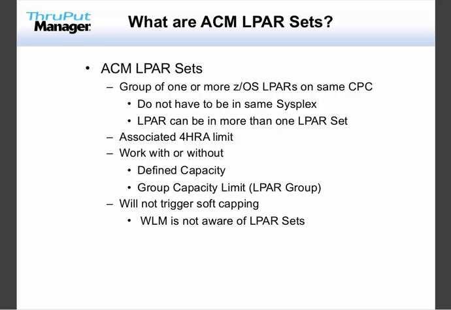The LPARs in each set may also have a defined capacity and or be a member of an LPAR group, but it is not required. Later on, we'll have some examples showing how you can use LPAR sets with or without LPAR groups. And since LPAR sets are only known to automated capacity management, exceeding the limit for a set will not cause soft capping. Instead, ACM uses the LPAR set limits to trigger actions like John talked about, to limit batch workload demand to control the 4-hour rolling average.